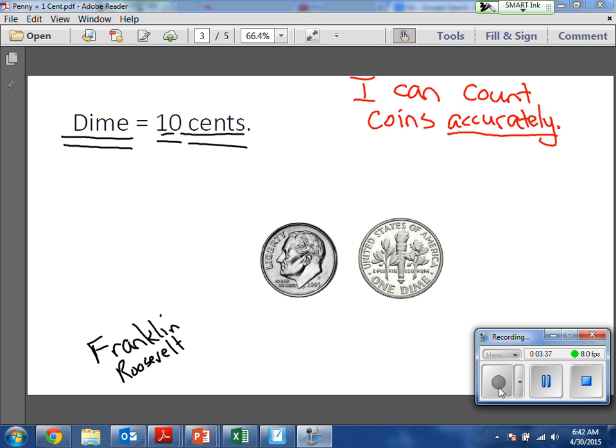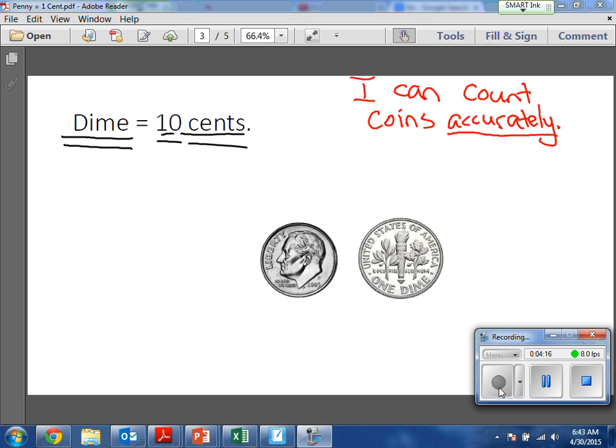Franklin Roosevelt was our 32nd president. He was our number 32. And he was president during World War II. So all those stories you hear about World War II, that's when Franklin Roosevelt was the president. Now, Franklin Roosevelt, you notice again, is staring to the left. And on the other side of it, instead of having a building, he has a picture of some plants and a torch. And also, you notice on the other side, it says 1 dime, so that's kind of easy to remember. So, Franklin Roosevelt's on a dime, and that's worth 10 cents.